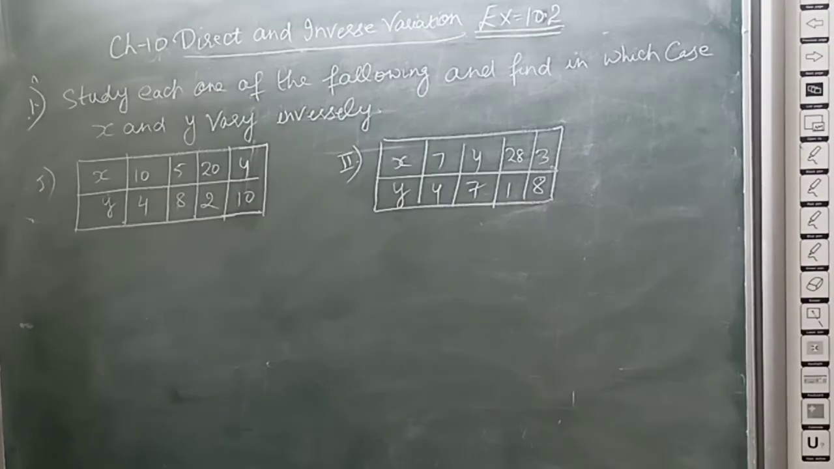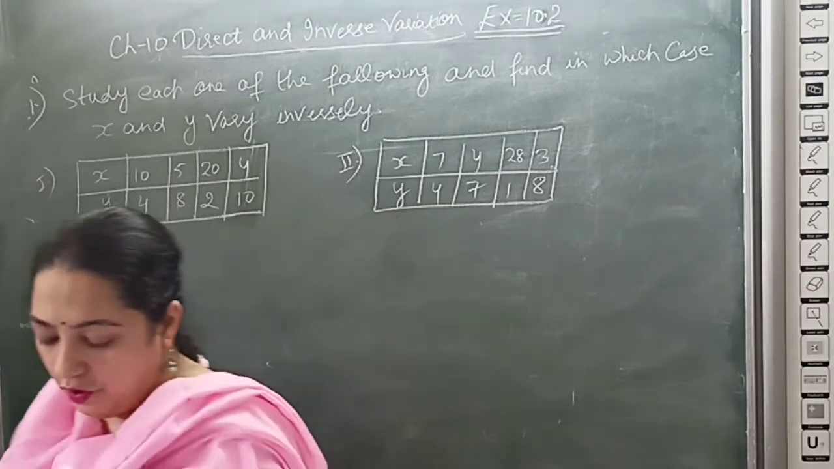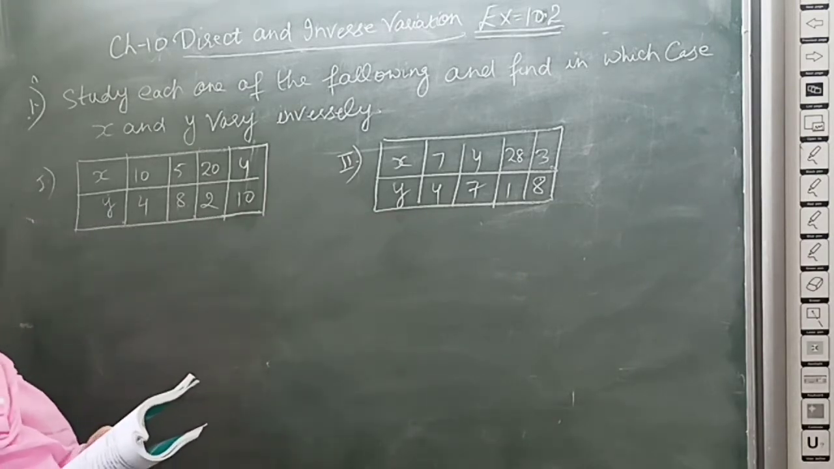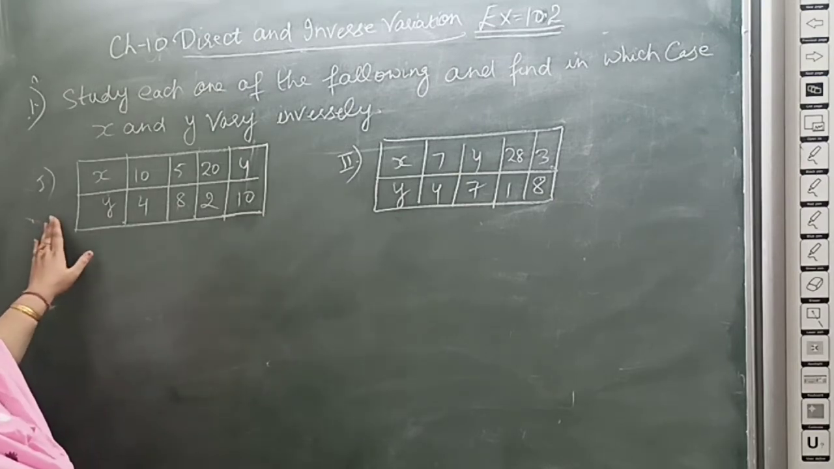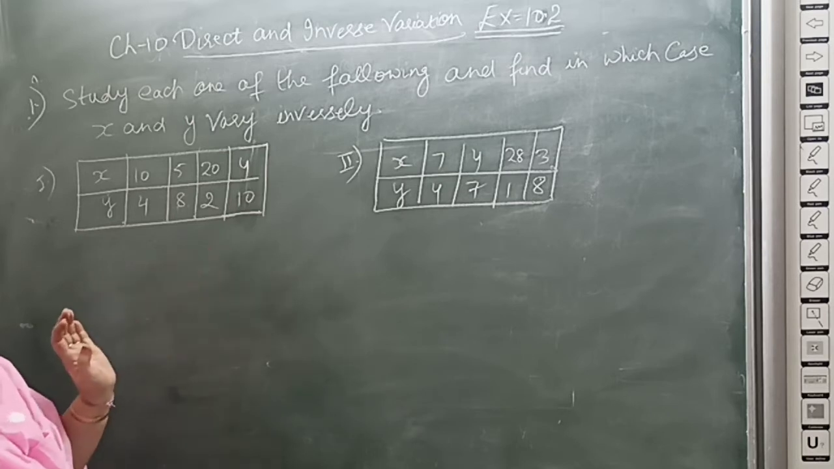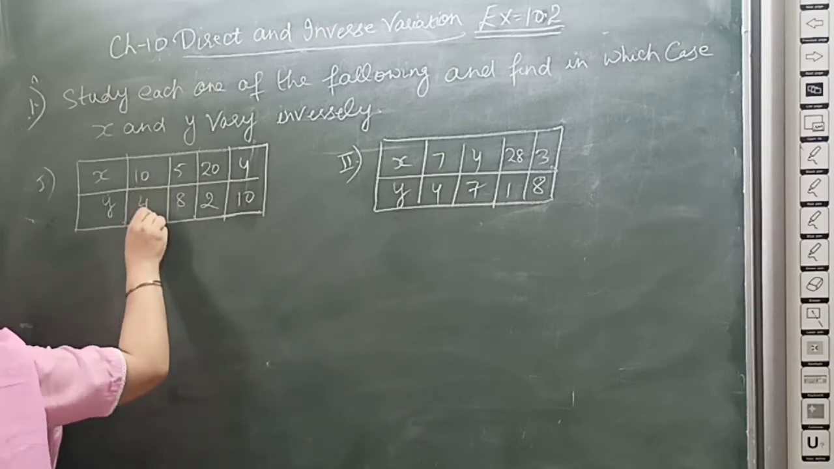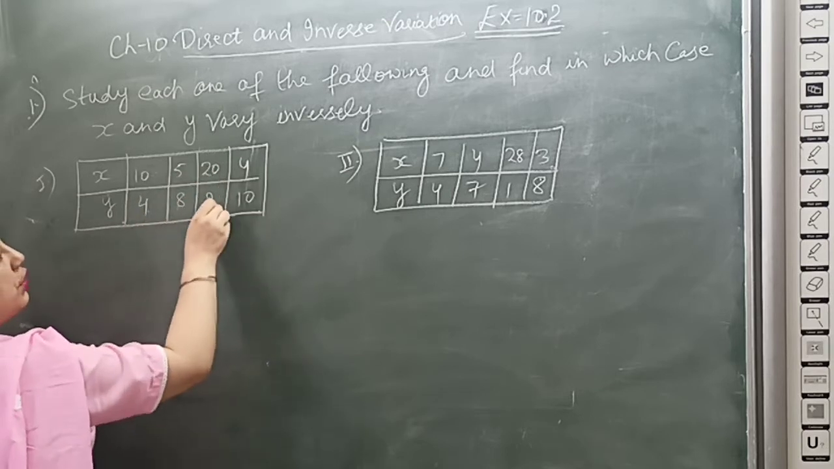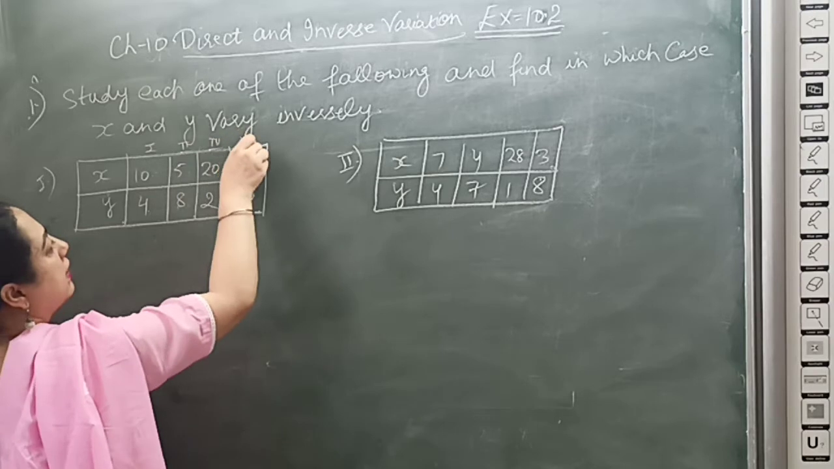Sum number 1 of exercise 10.2 is: study each one of the following and find in which case x and y vary inversely. The first part is given to you. You have to show whether these vary inversely or not. In inverse variation, the product of x and y should be the same in each column. This is your first column, second, third and fourth.